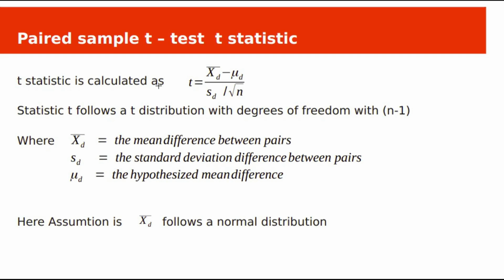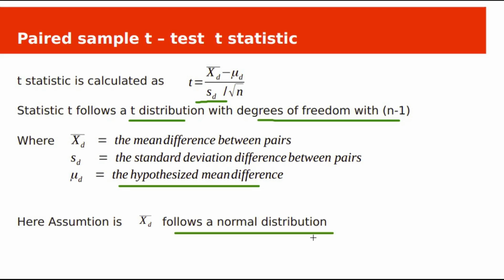Test statistic t is calculated with this formula: x̄d minus μd by sd by square root n. Statistic t follows t distribution with degrees of freedom n minus 1. Here x̄d is the mean difference between pairs. sd is the standard deviation of differences between pairs. μd is the hypothesized mean difference. Assume here x̄d follows normal distribution.